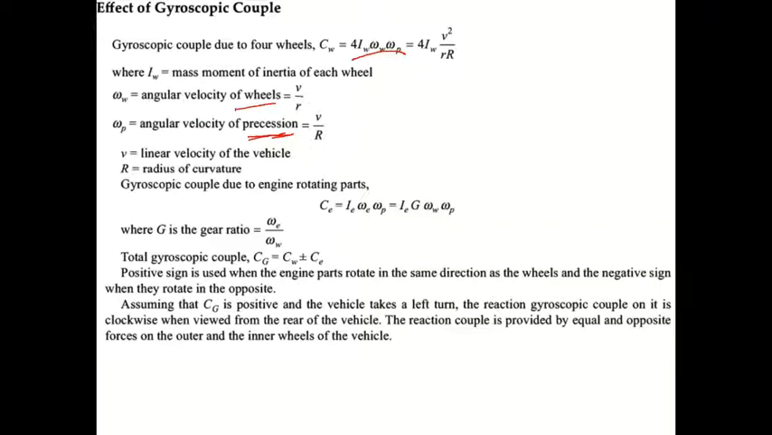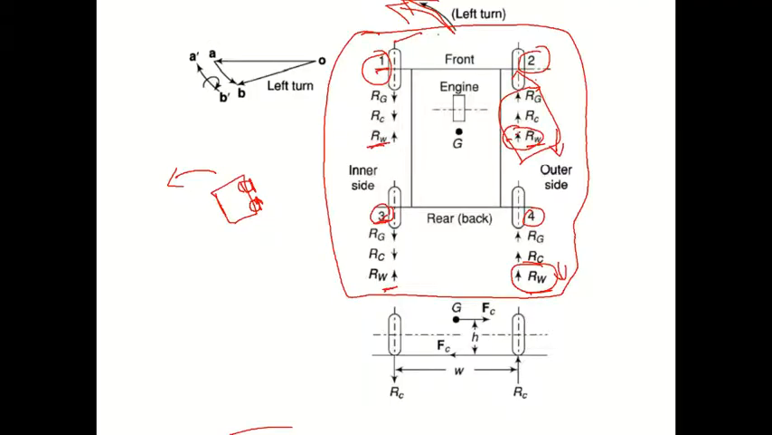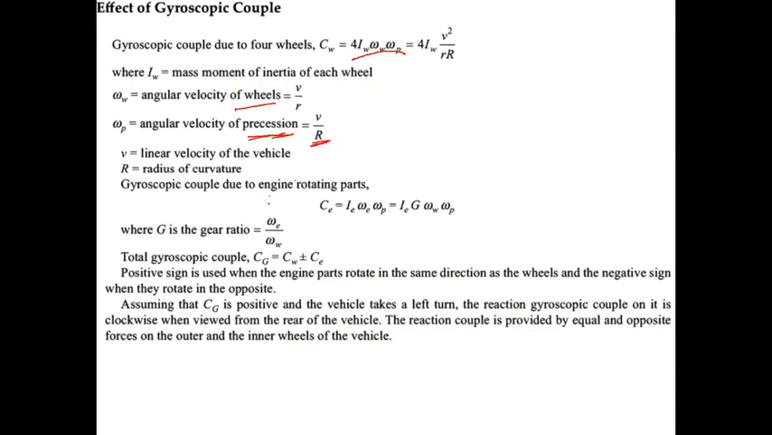So angular velocity of the wheels is equal to v by r, and angular velocity of precession is capital V divided by capital R. This capital R is the radius of turning. Some radius will be there, that radius of turning is capital R, the radius of curvature. Small r is the radius of the wheel. So the formula is 4I omega v square divided by r.